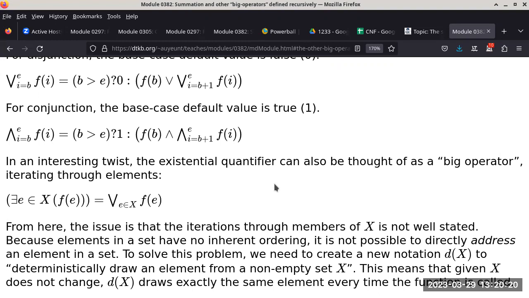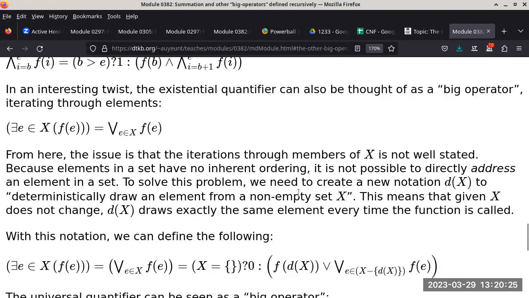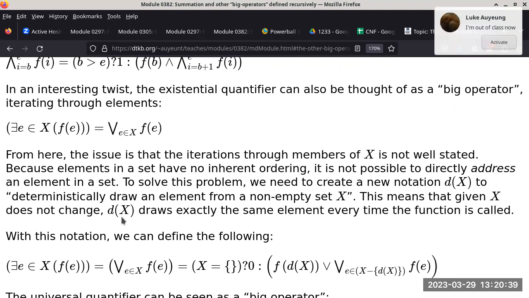I'll give you one more clue, because this involves an element of the set. That means the notation d of x is going to be needed. Remember, d is a function. As long as x is a particular set, d of x returns a specific element in x. We'll talk about this next Monday, so that we can look at the big U notation in this particular format.